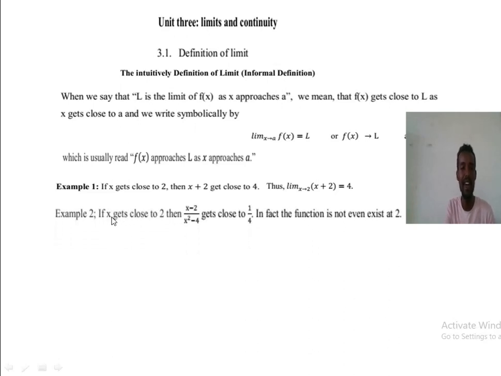Example 2. If x gets close to 2, then x minus 2 over x squared minus 4 gets close to what? 1 over 4. In fact, the function does not even exist at x equals 2. This is simply by factorizing x squared minus 4. That means this can be written as x minus 2 over x minus 2 times x plus 2, for x different from 2. The x minus 2 cancels, and we are left with 1 over x plus 2. So as x goes to 2, this function gets close to 1 over 4.